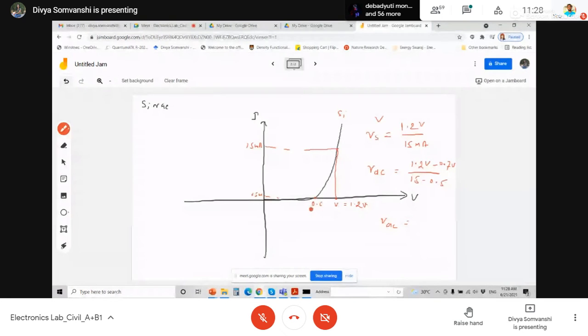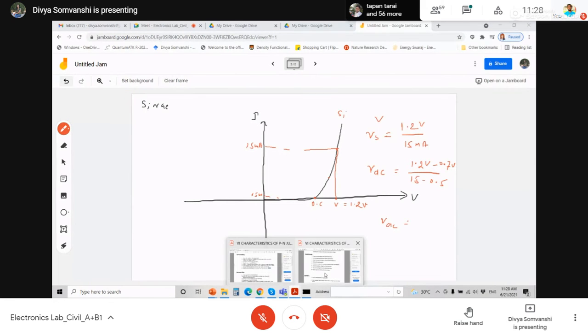Even if you're not taking the cut-in voltage, you can take any other point between there and determine your AC resistance. Because silicon and germanium are not linear devices, right? So their AC resistance varies with the device characteristic. It is not a constant. So this is how you can determine your static resistance, AC resistance, meaning dynamic resistance, and your cut-in voltage. Okay, so this is the main objective.